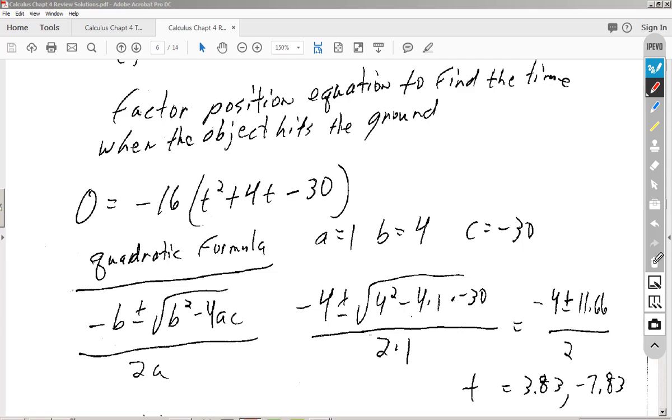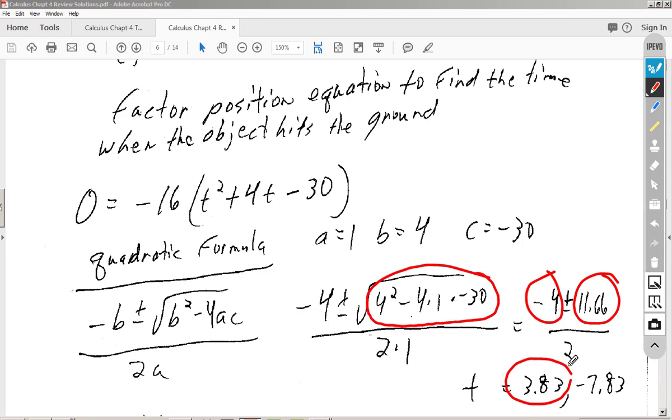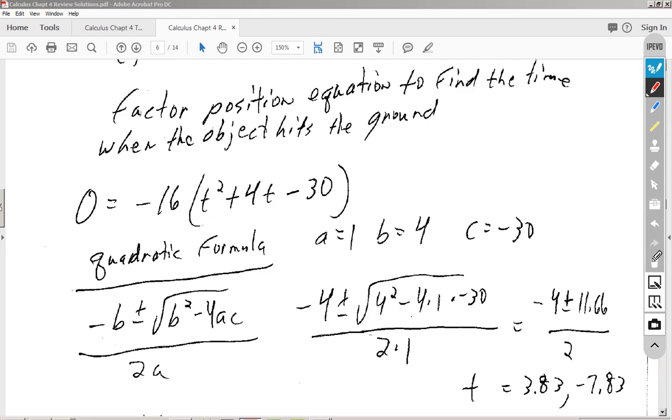So now working that out, I just go ahead and put the 4 squared minus 4 times 1 times negative 30, and I take the square root of that. Put that into my calculator, and that gives me 11.66. So now I'm going to take negative 4 plus 11.66 divided by 2. And that gives me the 3.83. I got negative 4 minus 11.66 divided by 2 is a negative 7.83. So with those two values there, I know that it hit the ground after 3.83 seconds.